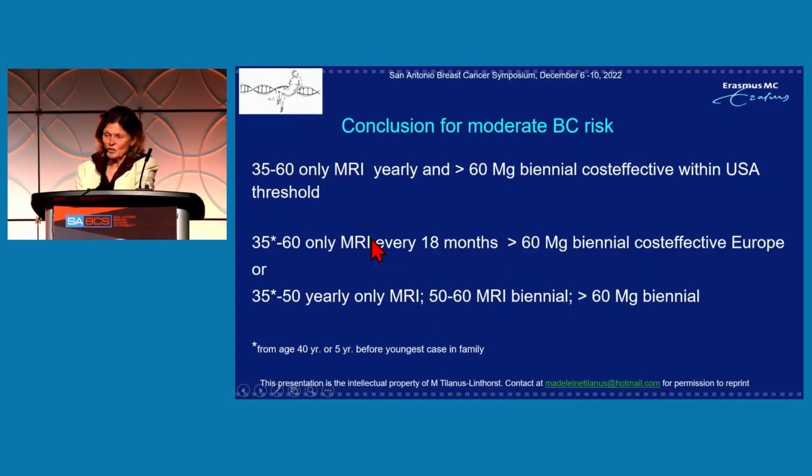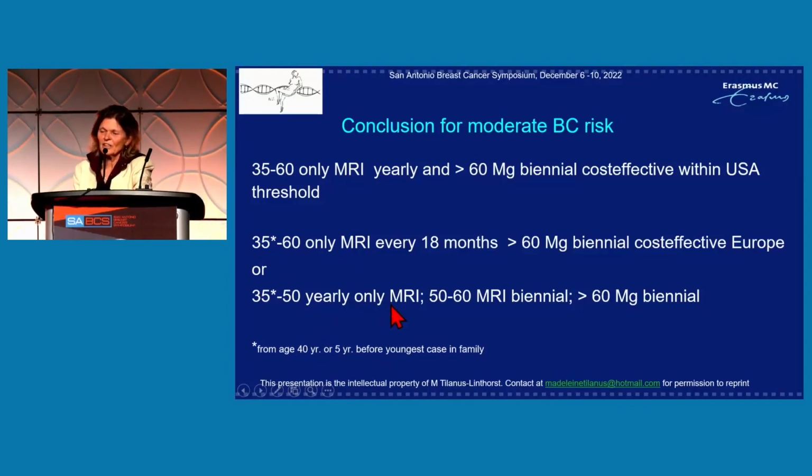For moderate risk, I might conclude, and that's mainly from the family risk study, that screening yearly with only MRI up till age 60 is cost-effective within the USA threshold. For Europeans, however, screening with only MRI every 18 months is cost-effective within the threshold. And there are many schemes in the cost-effectiveness study.